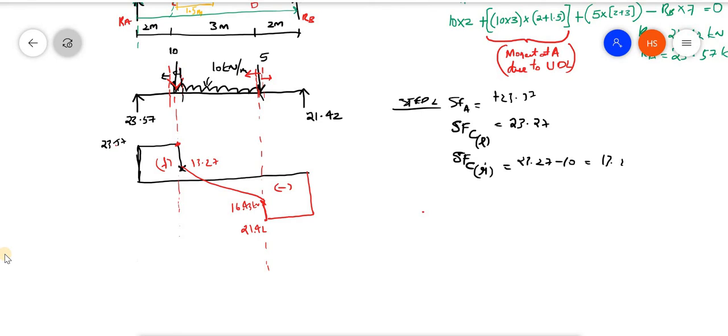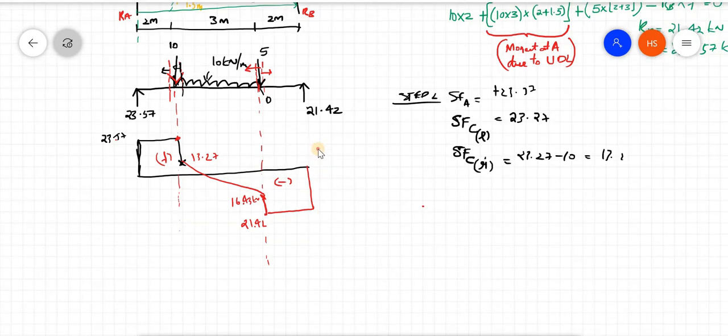Similarly, look at point D. There are two shear forces, 21.42 and 16.42. I obtained 21.42 by considering the loads to the right, taking a section just to the right, and 16.42 is just to the left by considering this. Likewise we can find the shear force diagram. Now next is the bending moment.